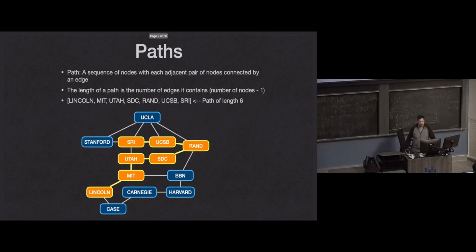Pathfinding with BFS. Let's do it. So we got a few definitions to talk about first. We mentioned path briefly last time, so this one is more of a reminder. But path is going to be a sequence of nodes where any two adjacent nodes in the path are connected by an edge. So a path in this graph, this would be a valid path, Lincoln to MIT, to Utah, SDC, RAND, UCSB, SRI. This is a valid path in the graph.